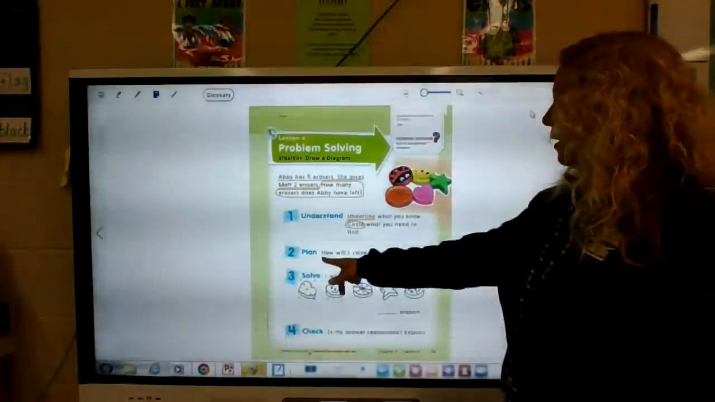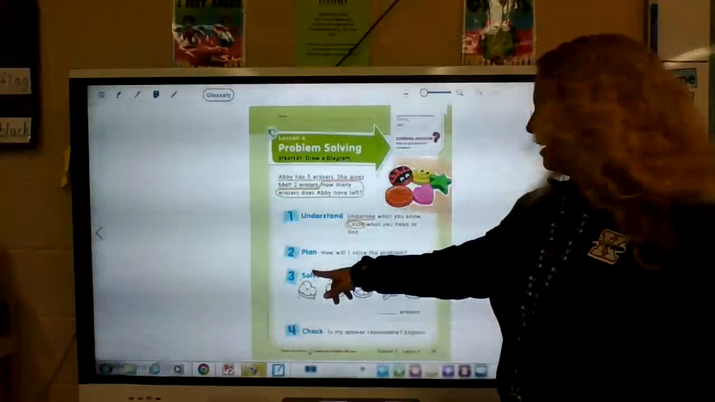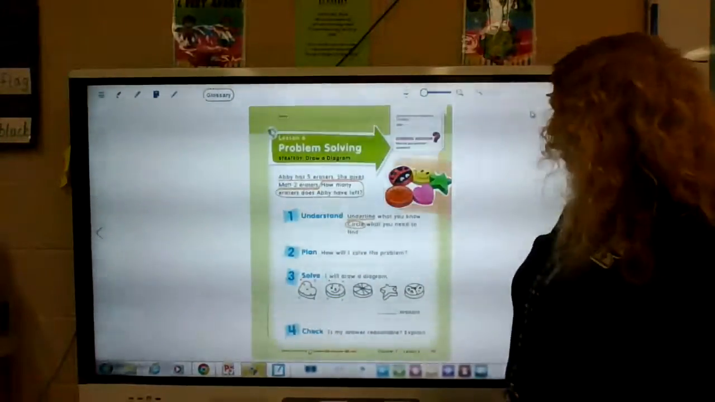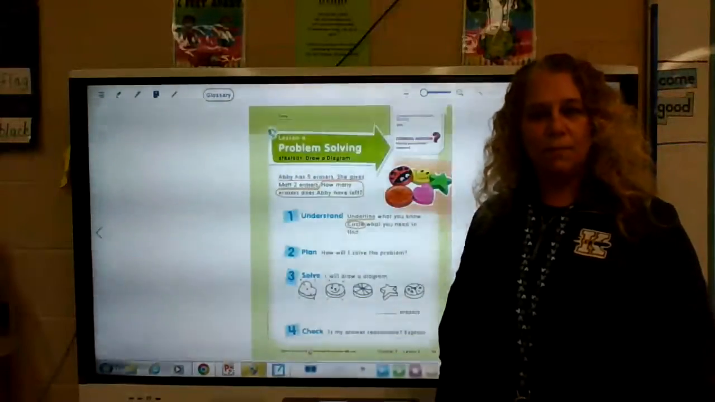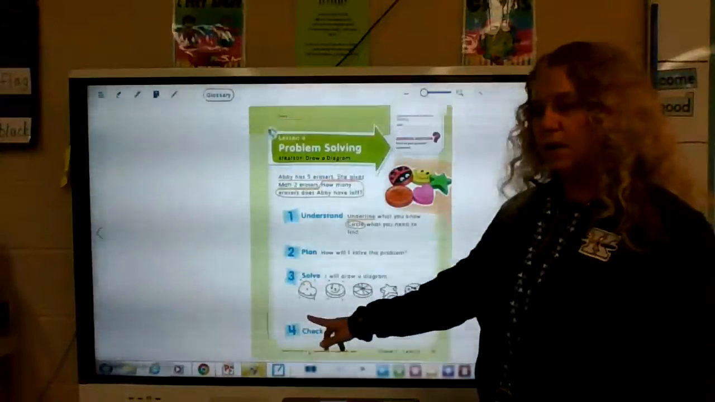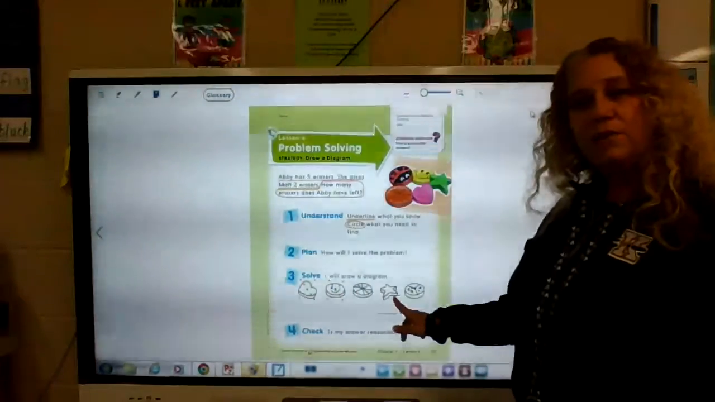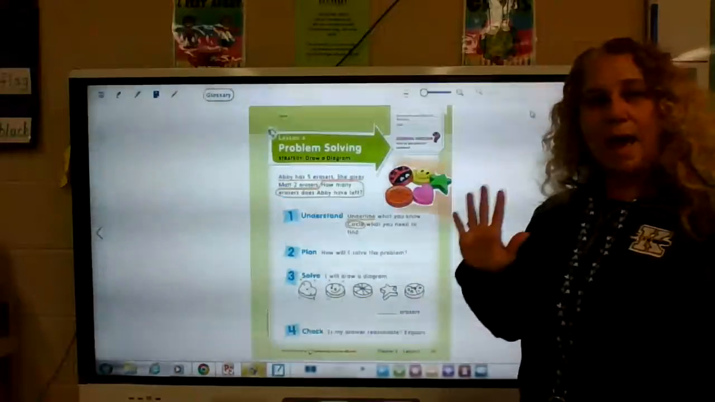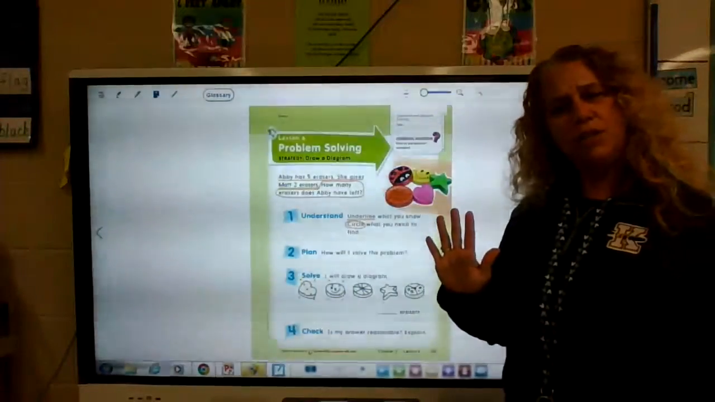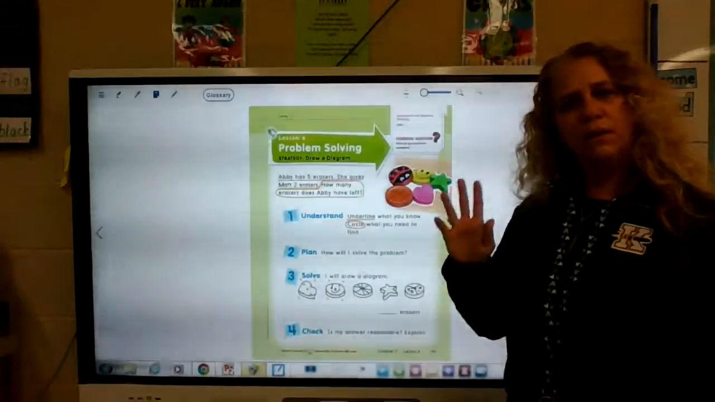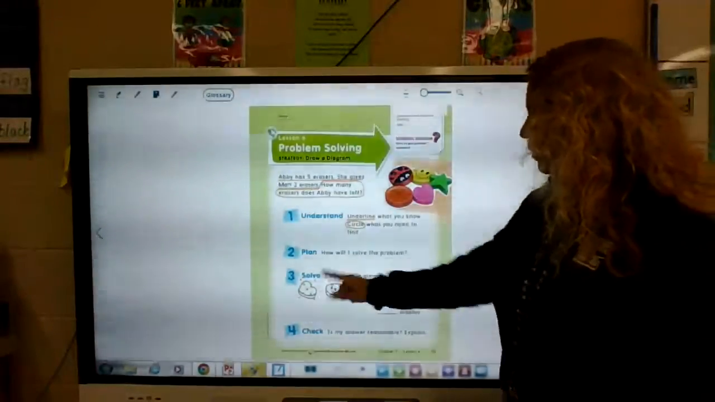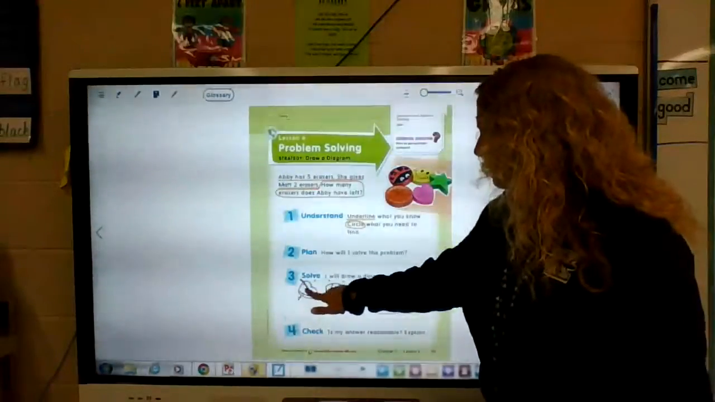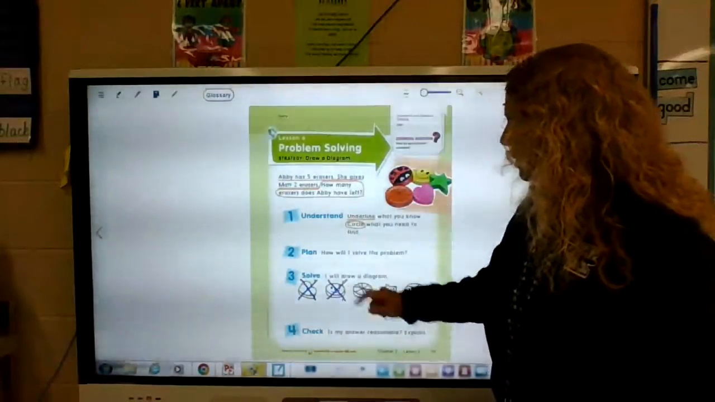So let's plan. And plan was a spelling word last week. How will I solve the problem? Well, I think I'm going to draw a diagram. So they drew for us 5 erasers, and they made them kind of fancy. So they drew 5 erasers that Abby has. How many did she give to Matt? Right, 2. So that's where the X's are. We're going to cross off, we have to trace that. Let's cross off 2 erasers. That's what she gave to Matt.